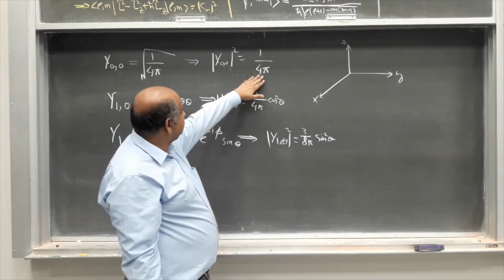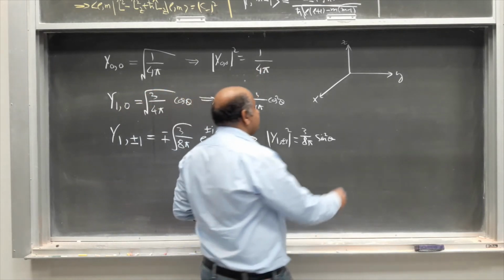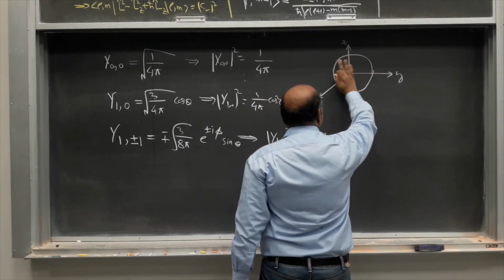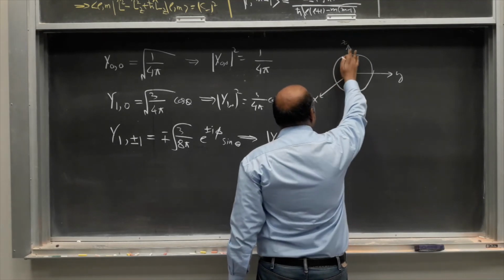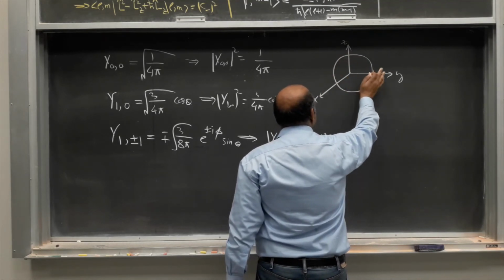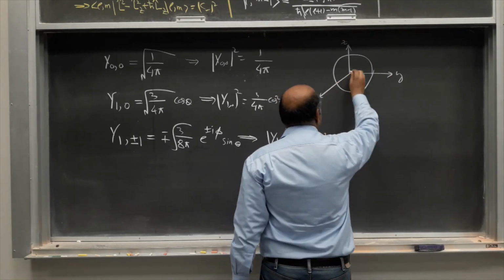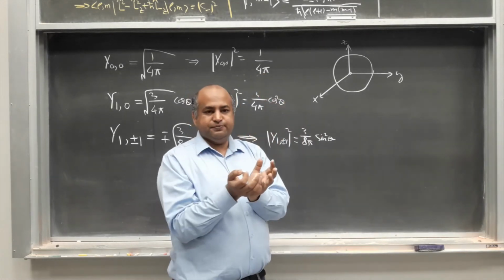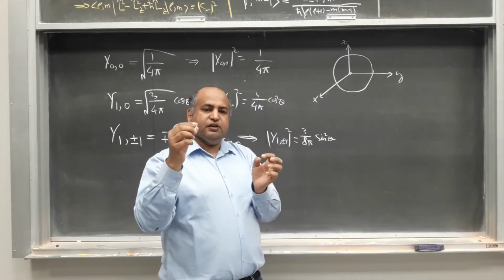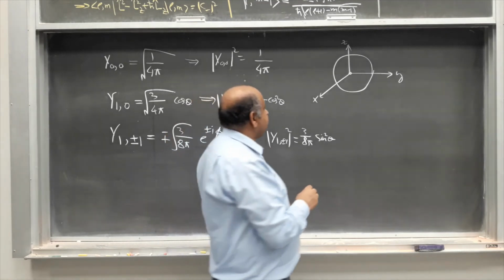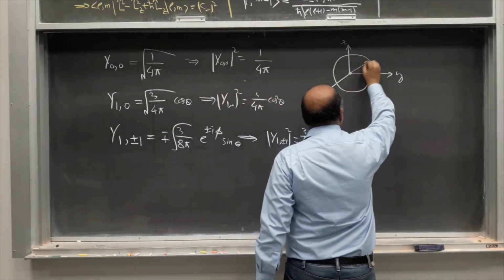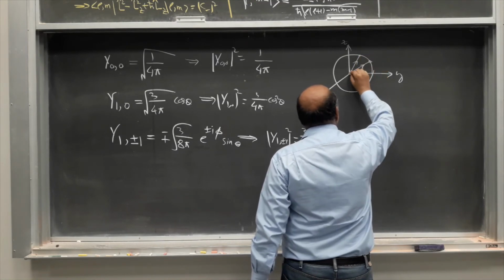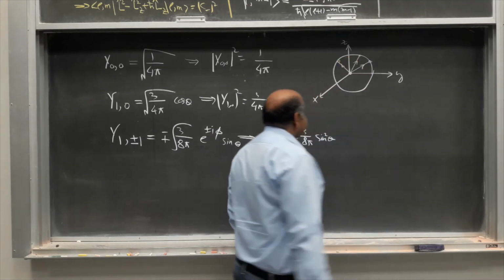For example, for this one, it's independent of theta and phi, so we have a circle in any plane we choose. For example, if you choose the YZ plane, it's still a circle. If you choose the ZX plane, it's still a circle. If you choose the YX plane, it's still a circle. Which means that in 3D you can imagine its plot to be like a sphere, because each point on the sphere has the same distance from the origin. It means that the probability in this direction is the same as the probability in this direction, as the probability in this direction, and so on.